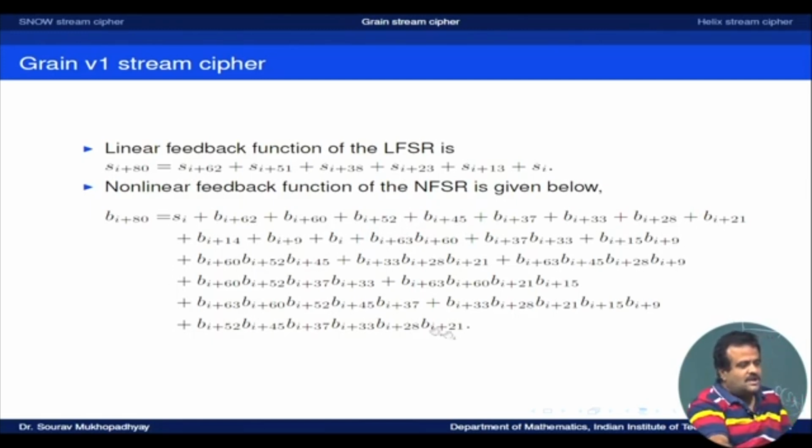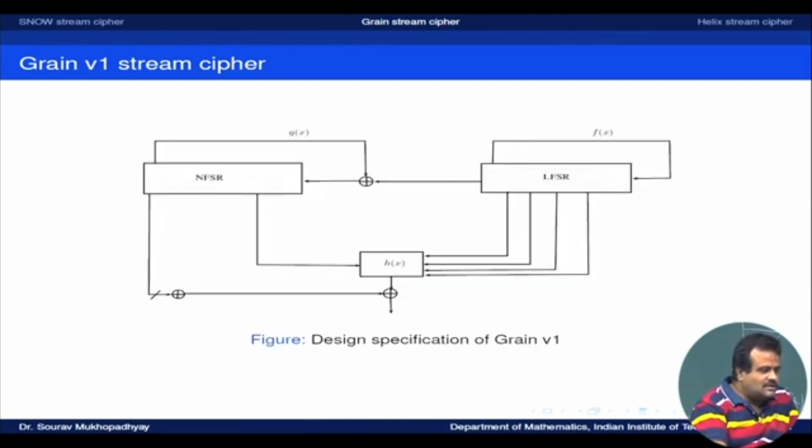So this is just all the bits involved, and this is not a linear function. If you observe here, there are some nonlinear components over here. So this is the multiplication, and these four variables are involved. That's why this is called a nonlinear feedback function. So that is our G function.